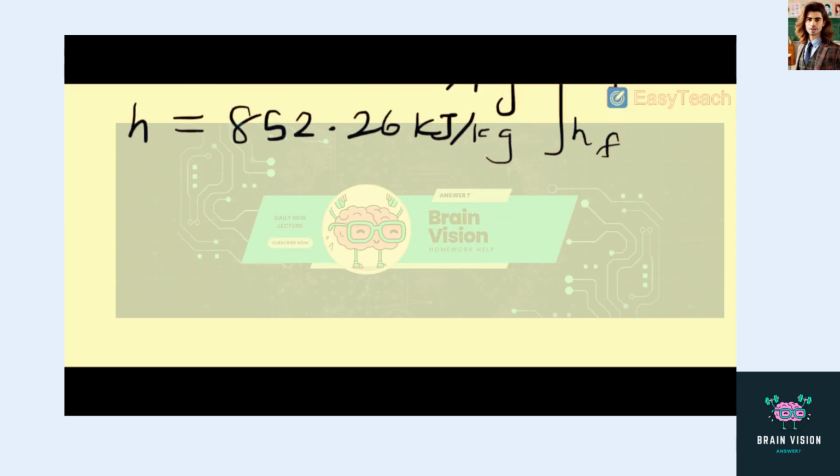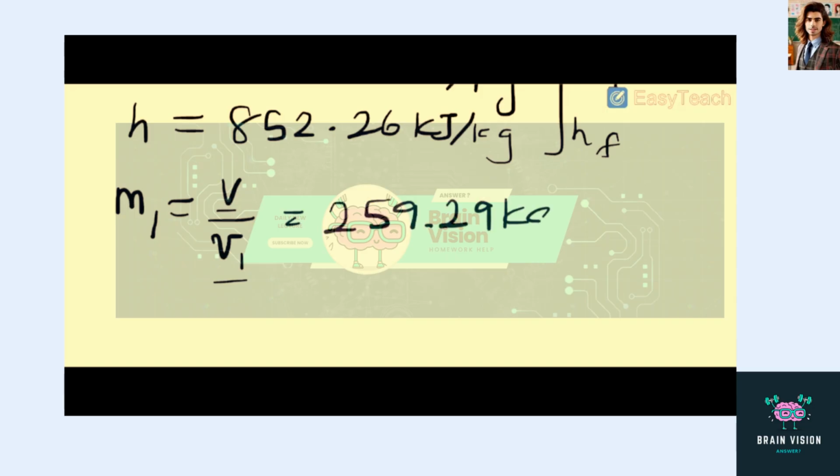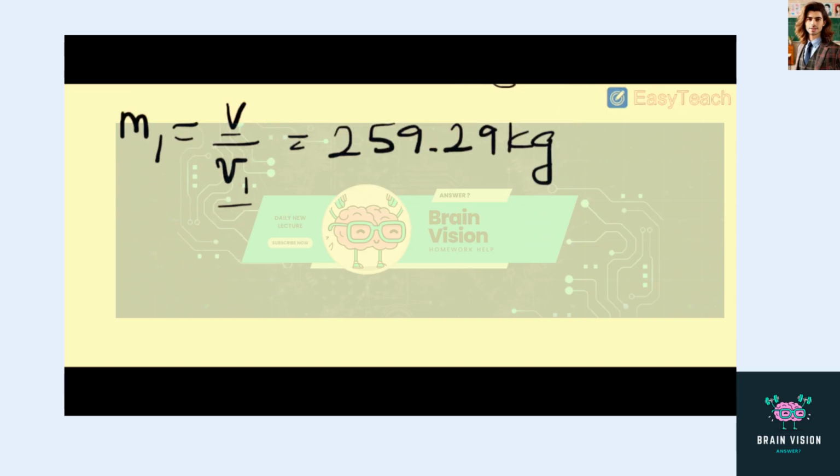What we can do now is solve for the initial mass inside the tank. We can just use that the mass is equal to the total volume over the specific volume, and we know these quantities, so we can solve for m1, and that gives us a mass of 259.29 kilograms. Now we're going to do a mass balance.